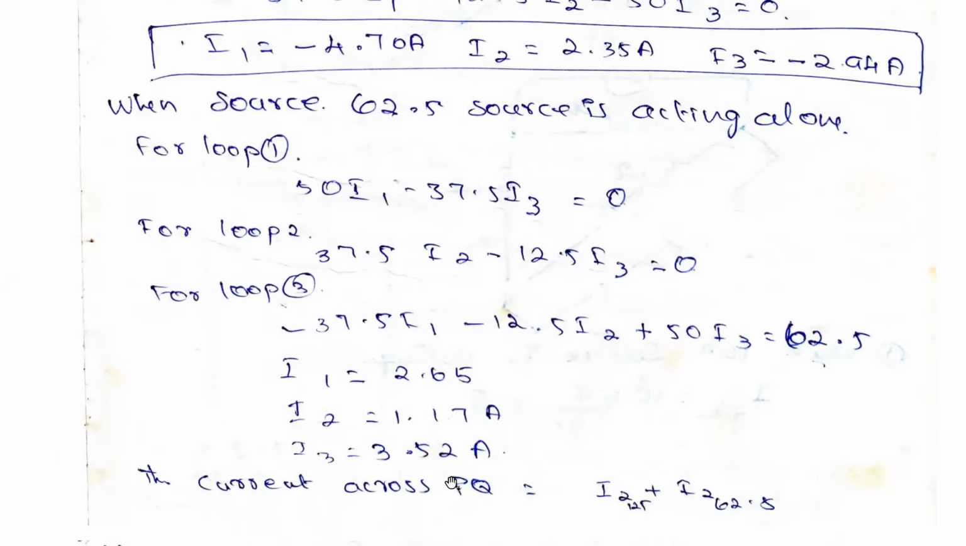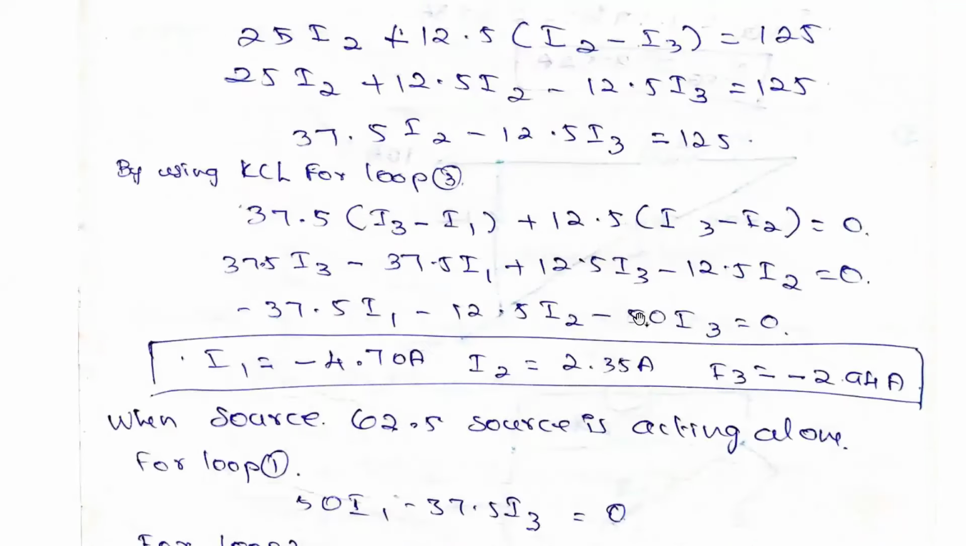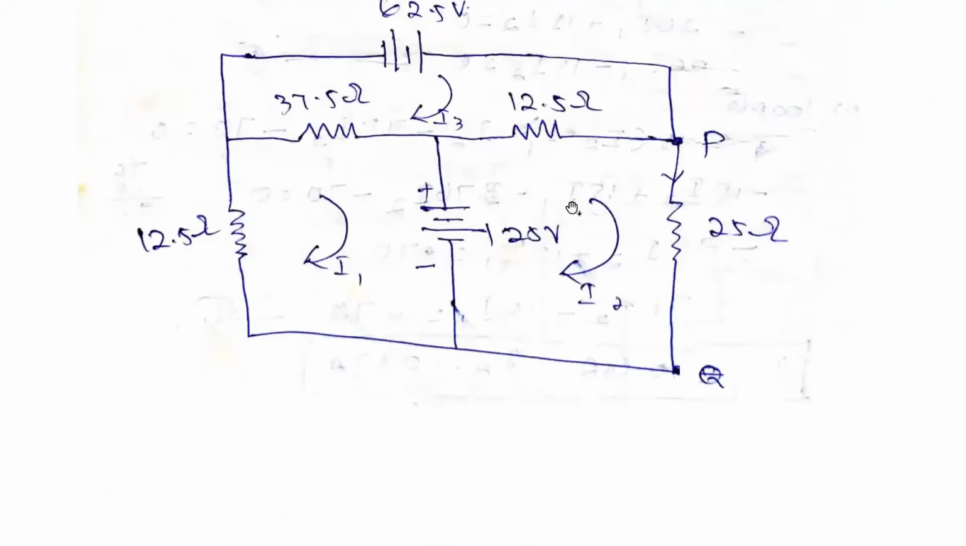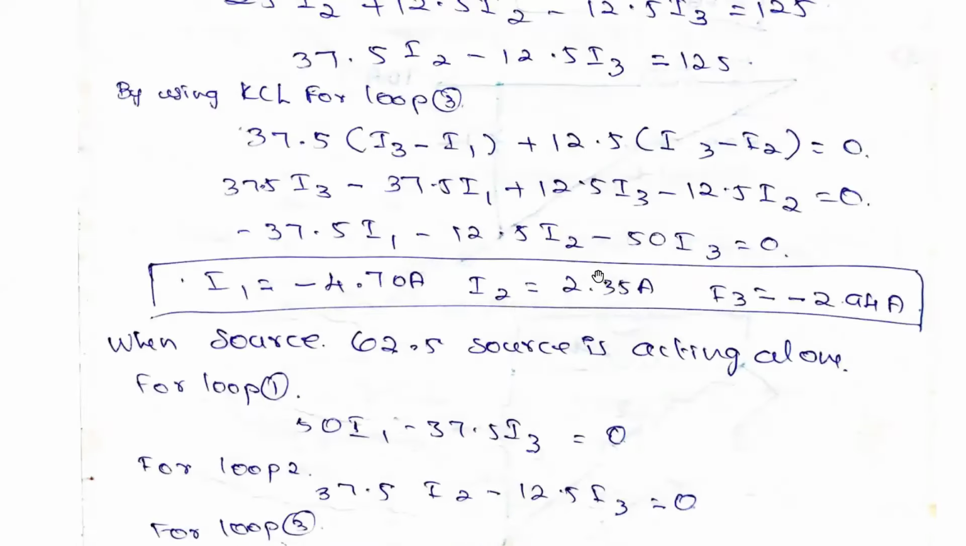What is the current across the particular points P and Q in the circuit? If you see the circuit here, you need this current alone, that is current I2. This current flows like this through the 25 ohms, and the points are here. So we need the I2 current, and we have two I2 currents.